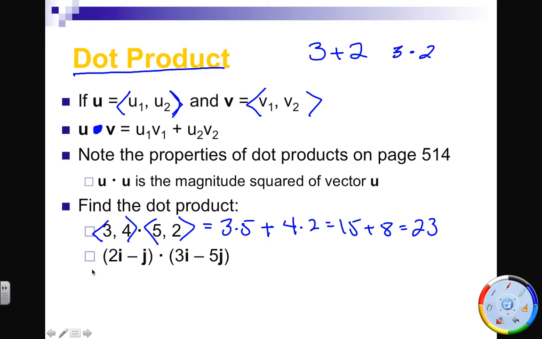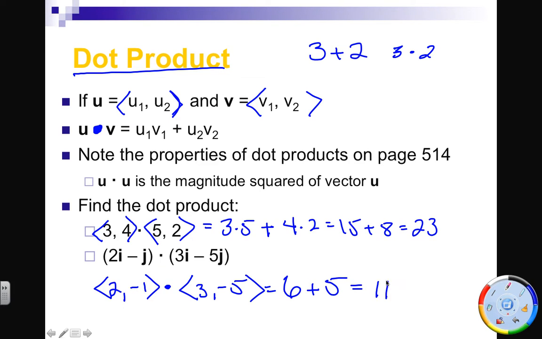Some of you guys are overcomplicating this next question, the i's and the j's. Don't bother about what I was saying with the 1, 0 and the negative 1, or the 0, 1. Just say that if I have 2i minus j, I just have the vector 2, negative 1, dot product with the vector 3, negative 5. And you'll notice how easy this is. 2 times 3 is 6, plus negative 1 times negative 5 is 5, and I get 11. Super easy. Dot product is so easy.